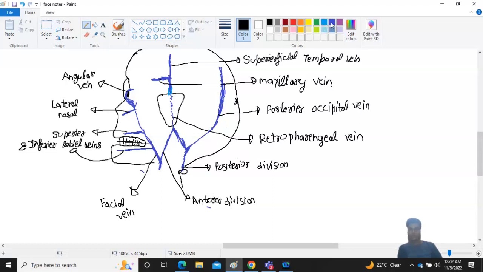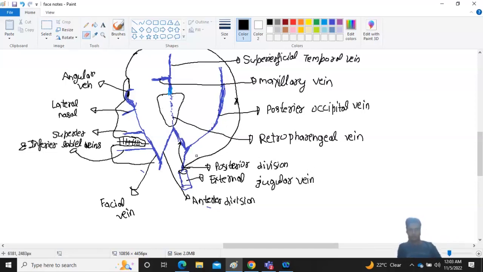We can say this is the external jugular vein. Remember, the posterior division combines the occipital vein, the posterior occipital vein, and then finally drains into the external jugular vein. This is the external jugular vein.